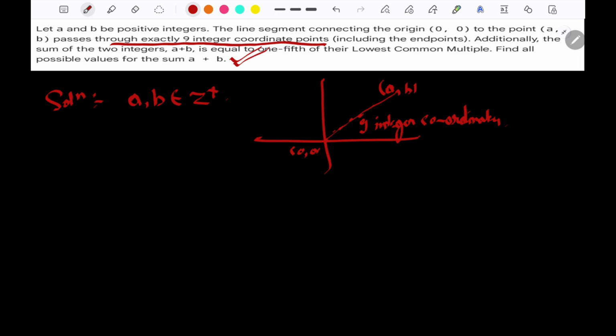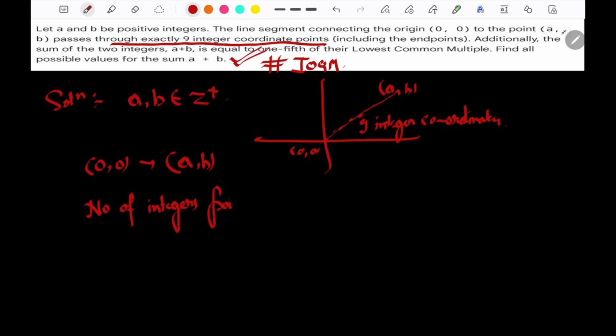Amazing. Again, a very nice question for IOQM. Now, how would we go for it? Here we are going from 0 comma 0 to a comma b. Now how do we find the number of integer points? The number of integer points from 0 comma 0 to a comma b is given by HCF of a comma b plus 1.